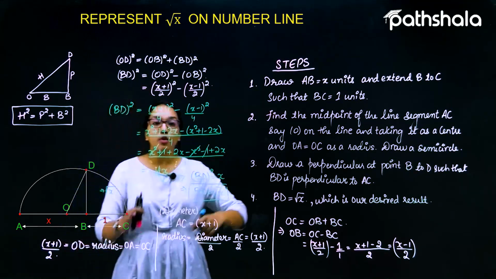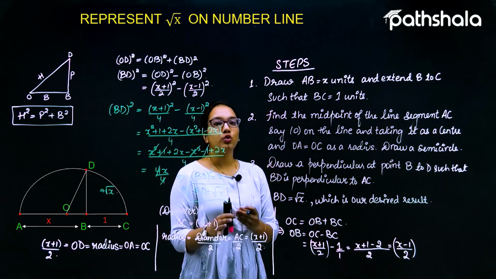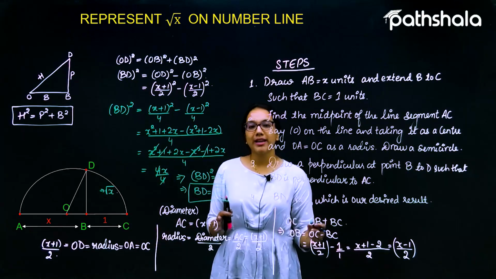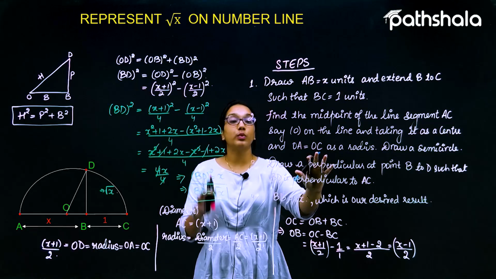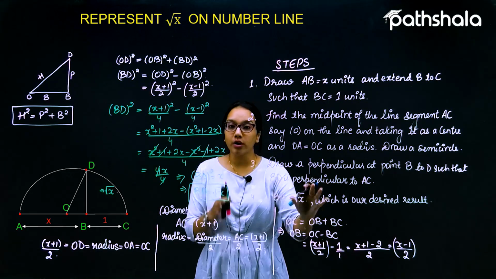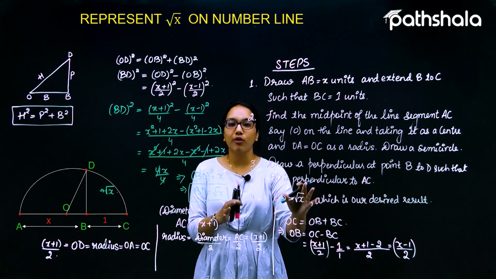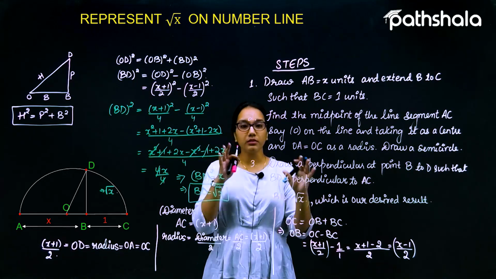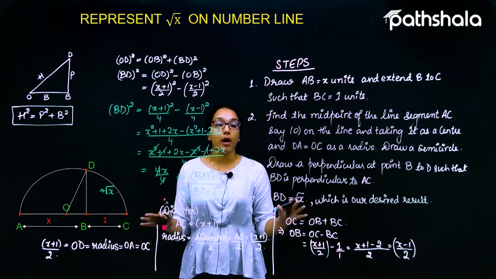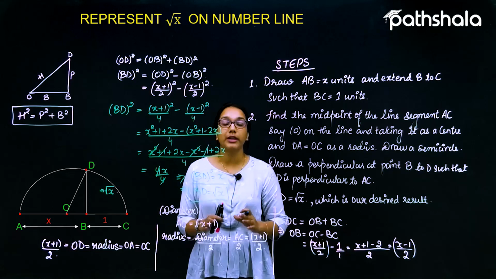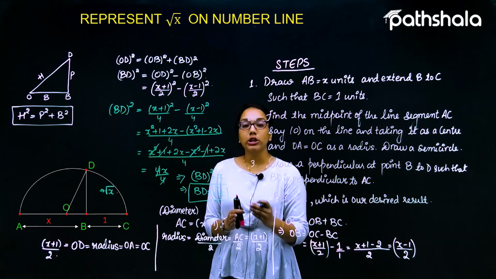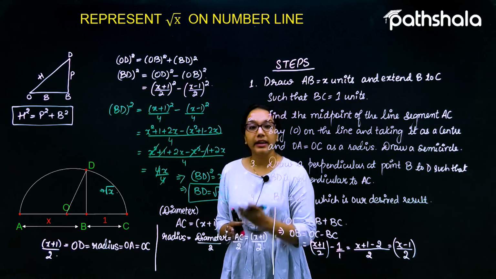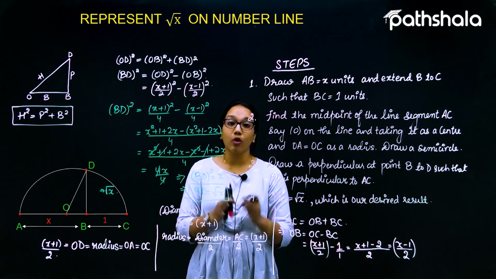So whenever we want to represent root x on the number line, these are the particular steps which we have to follow in order to represent a number like root x on the number line. I hope this concept about representing root x on the number line is all clear to you, that is, what steps are to be taken in order to plot root x on a number line.